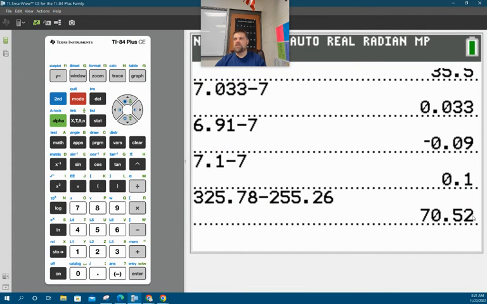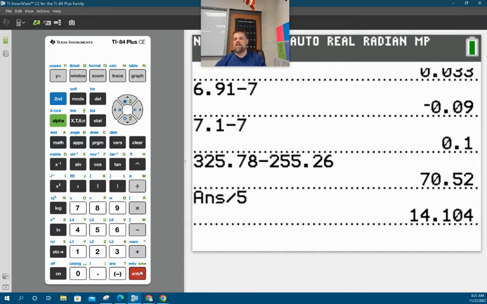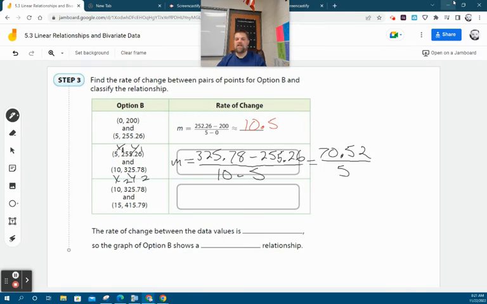Now, here's a little trick about this calculator. My last answer is 70.52. I can just say divide by 5. Now, when I hit the division symbol, see how it says ANS? That's saying I want to take my last answer and divide it by 5. So I got 14.10.